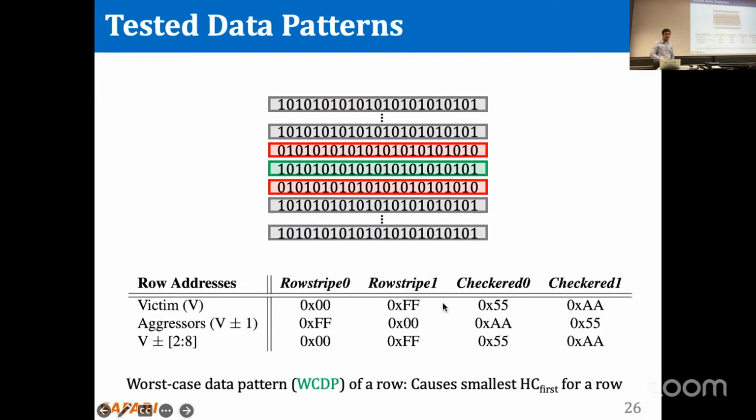We don't have another data pattern, sorry. We determine the worst case data pattern for each tested DRAM row as the data pattern that causes the smallest HC first for that row. Note that this worst case data pattern is always one of the 4 data patterns that we test.